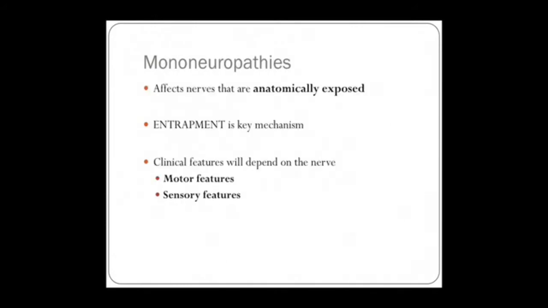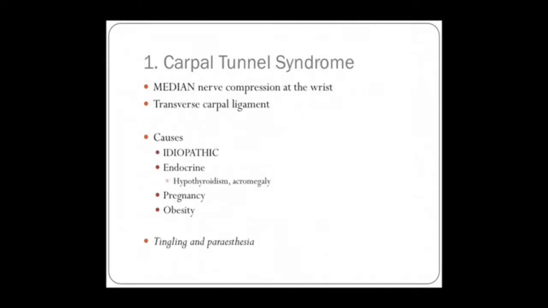Okay, so I just want to go through some very basic and very common mono and polyneuropathies. Mononeuropathies tend to affect nerves that are anatomically exposed. That's a key principle. And the entrapment mechanism that I spoke about a second ago is the most important thing here. The features that you get with each mononeuropathy depend on the specific nerve that is compressed. But you need to think about the features both in terms of motor features and sensory features. And therefore, I'll try and do that with the following ones.